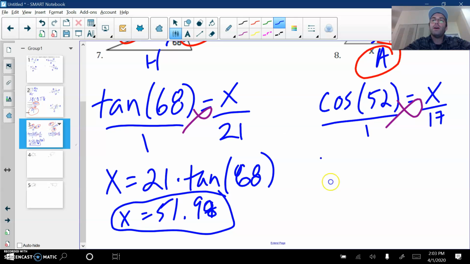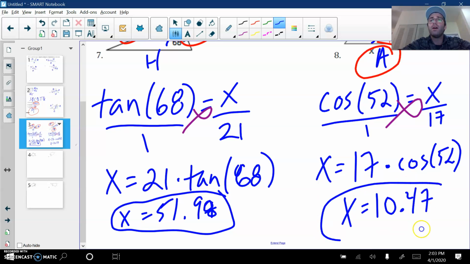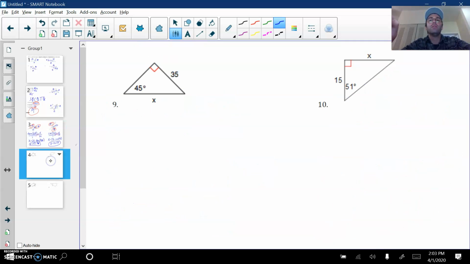Cross multiply. X is going to equal 17 times the cosine of 52, which is 10.47. Wow! Holy buckets. All right, you had trouble with number 9, which I'm guessing some people did. This is where things start to change a little bit.